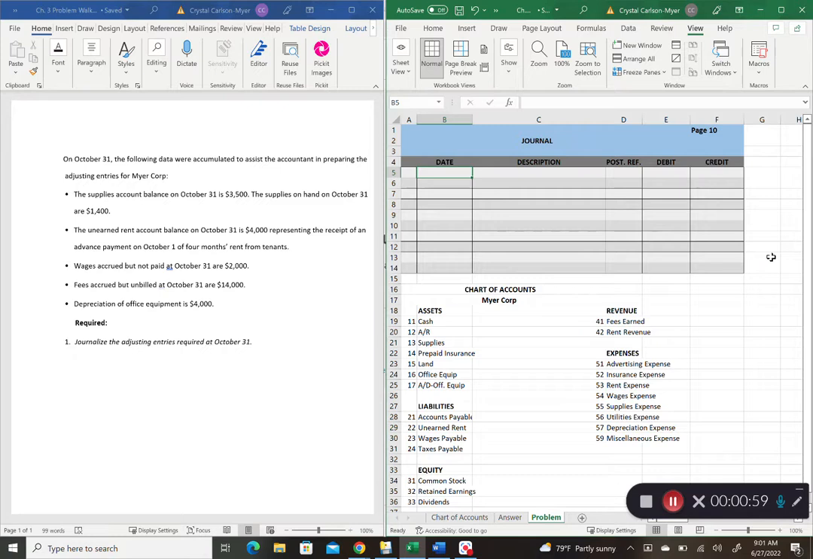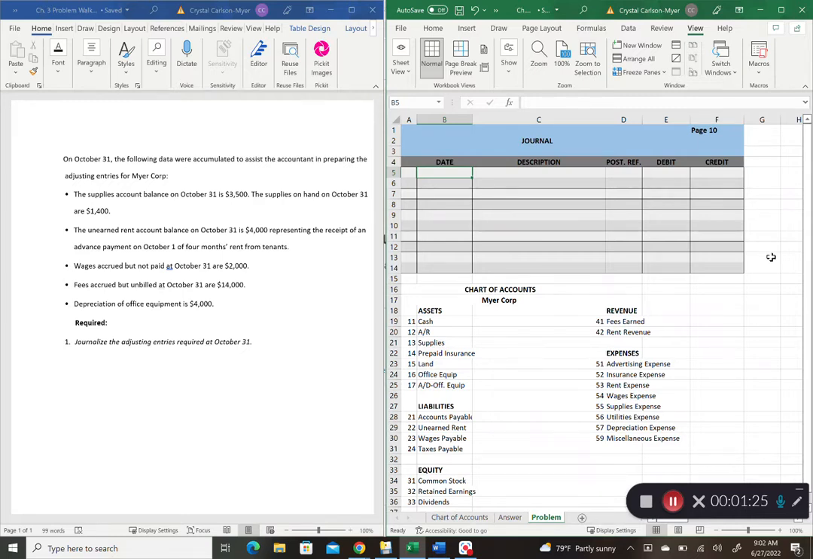So on October 31st, the following data were accumulated to assist the accountant in preparing the adjusting entries for Meyer Corp. So let's go through these different types of business transactions that you would see that a typical accountant needs to make at the end of the period to bring their books up to date so that their financial statements can be prepared. Okay. So the first one is the supplies account balance on October 31st is $3,500.